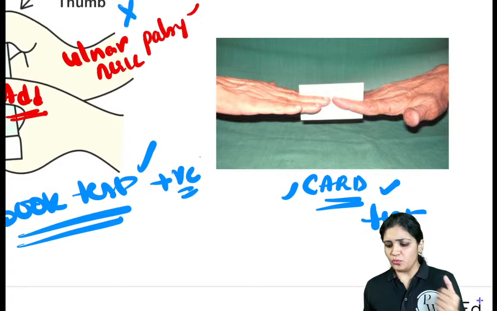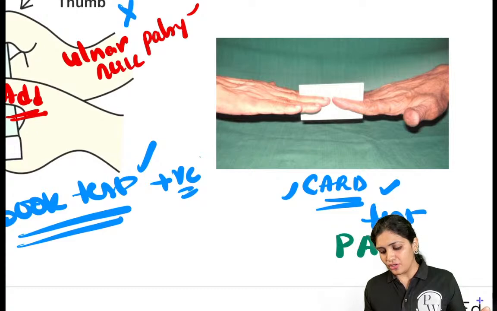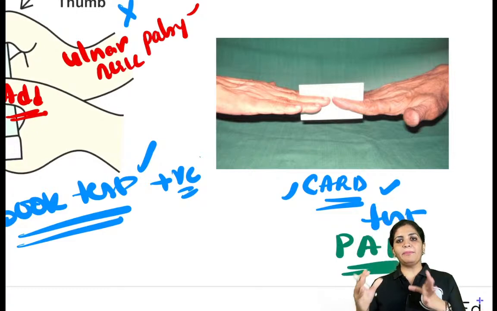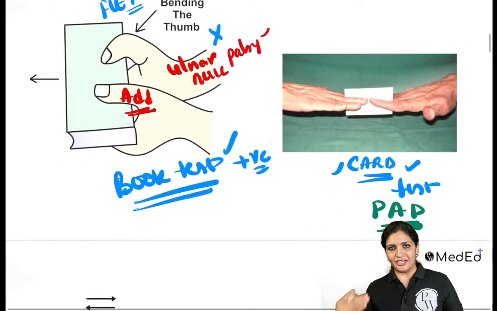So this is the card test. What is this testing? This is testing your palmar interossea, that is your PAD. So adduction is by palmar interossea. So card test is adduction, that is PAD.